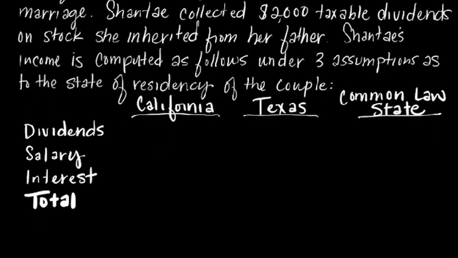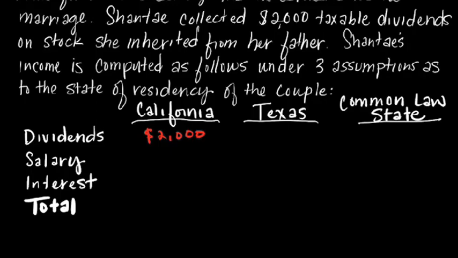So, let's talk about the dividends. The dividend is Shantae's, and so it would be included in Shantae's income. It would also be included if she were in a state that did not have community property. Because of the rule in Texas, which makes income from separate property community property, she would only be attributed $1,000 of the dividend. The other $1,000 would be included on Matt's tax return.